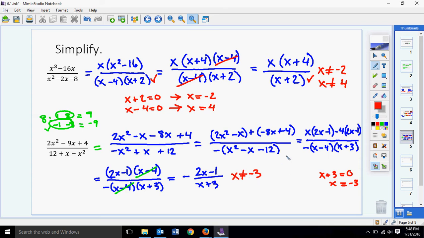And I want to go back and check my original factored denominator. So up here was my factored denominator. Another term I see is x minus 4. So when x minus 4 equals 0, x equals 4. That's another restriction we have on our domain.